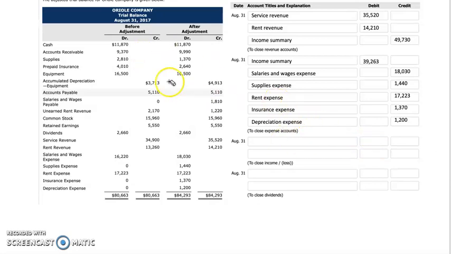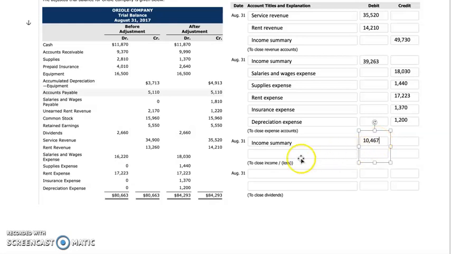All right. For some reason, it won't let me get out of the eraser. Oh, there we go. Okay. So we're going to put income summary right here, and it's going to be, let me get that number again, 10,467.